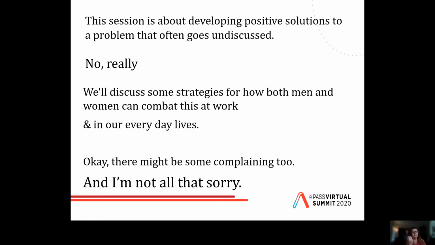So this session is going to be about developing positive solutions to a problem that often goes undiscussed. And I mean that. We're going to discuss some strategies for both men and women on how to combat this at work. And let me stress that. Men are always welcome at Women in Tech sessions. Men are and should be allies. And if we could fix the women in tech issue alone, we would have a long time ago. There just aren't enough of us in tech to do this on our own. So we need your help. And if you're attending today, I'm glad you're here.